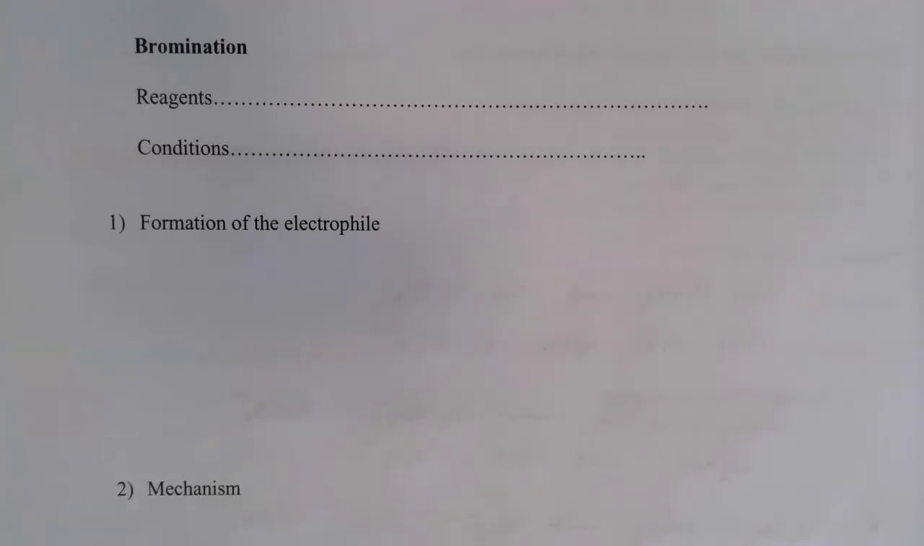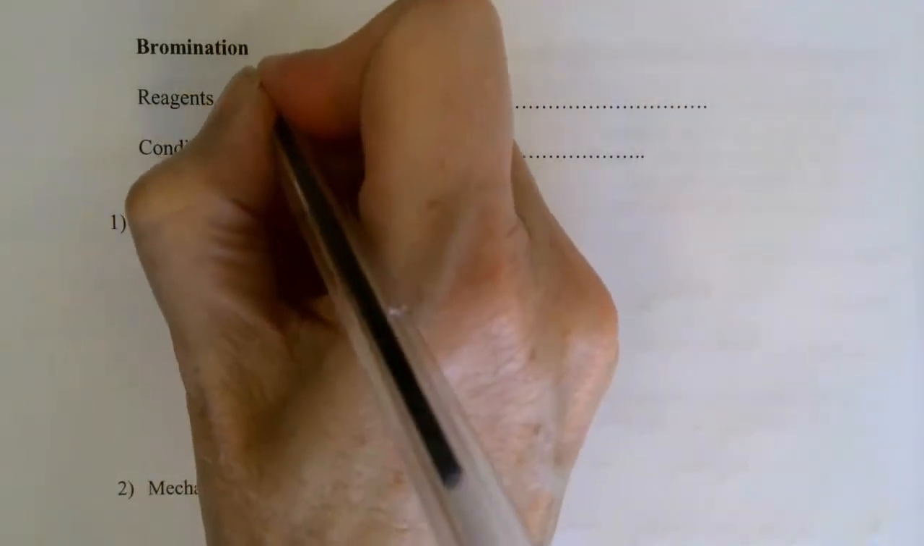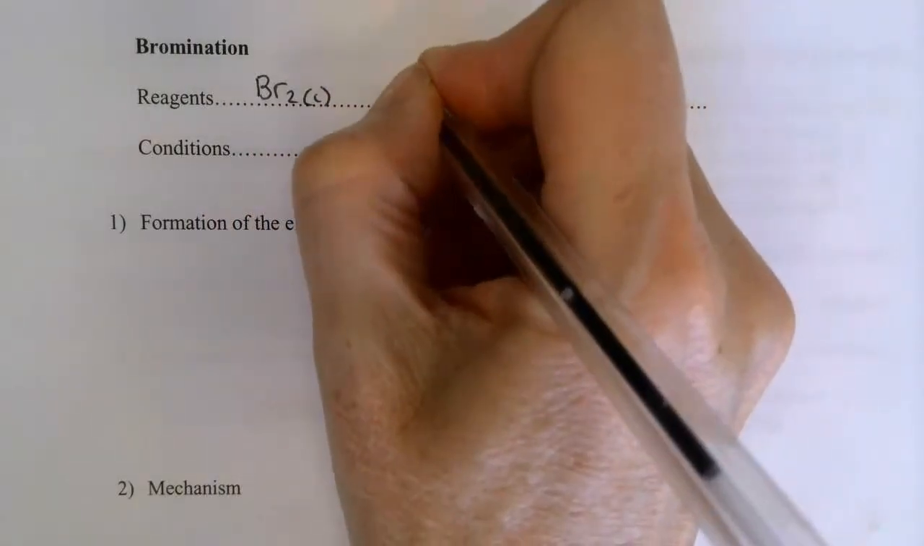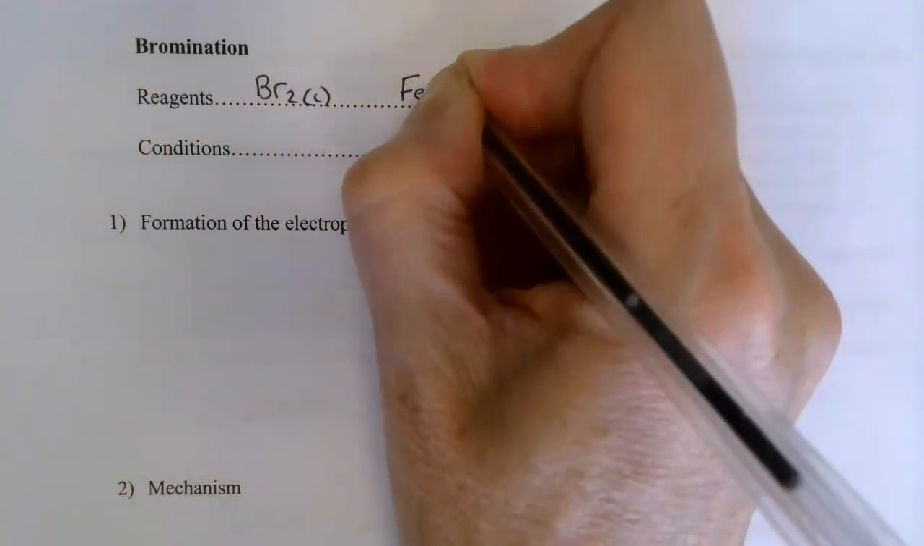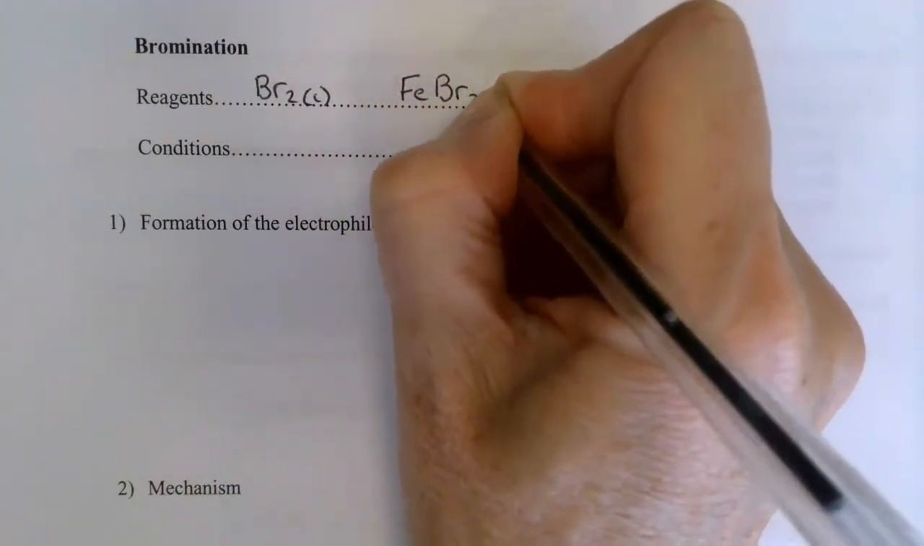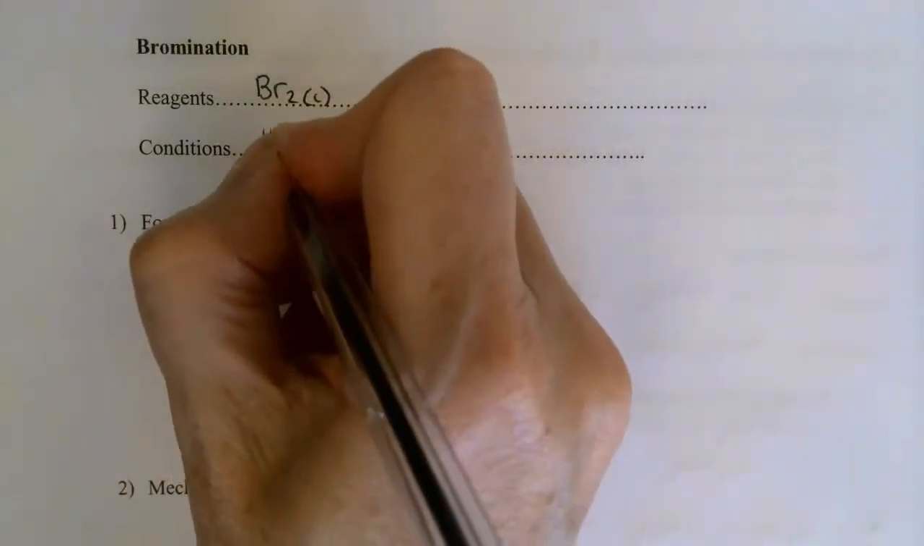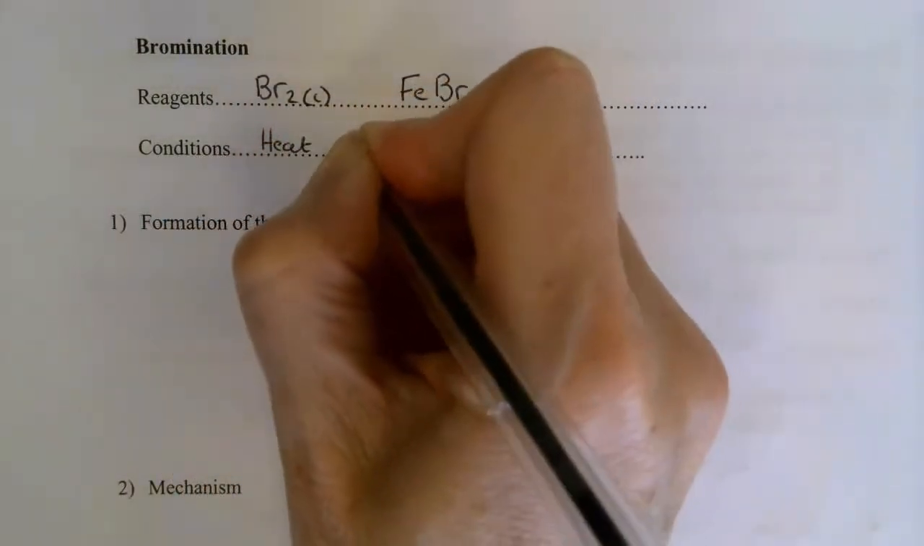So the next reaction we're going to look at is the bromination. That's adding a bromine atom to my ring. So the reagents are bromine, and that is bromine liquid. Please notice it is not aqueous bromine. That won't work. You're going to need something a bit stronger than that. Obviously, we know about benzene, but we also need a catalyst. And the catalyst we generally use is iron 3 bromide, FeBr3. And again, the conditions are heat under reflux.